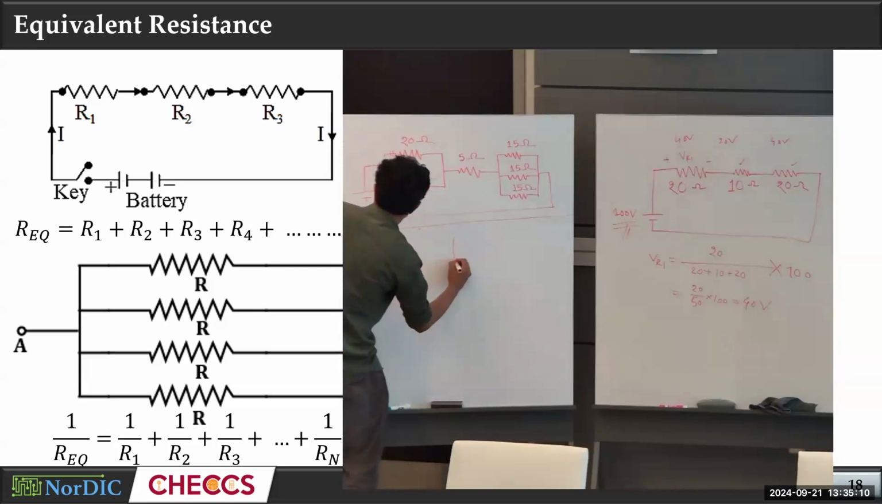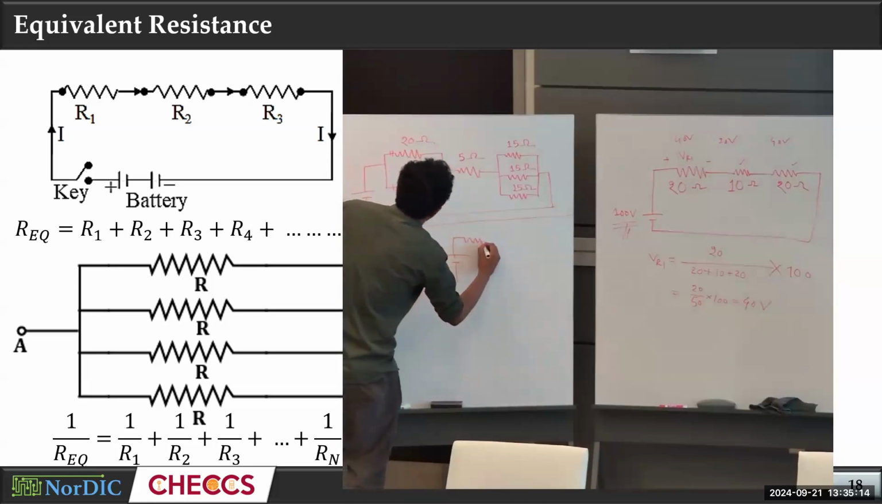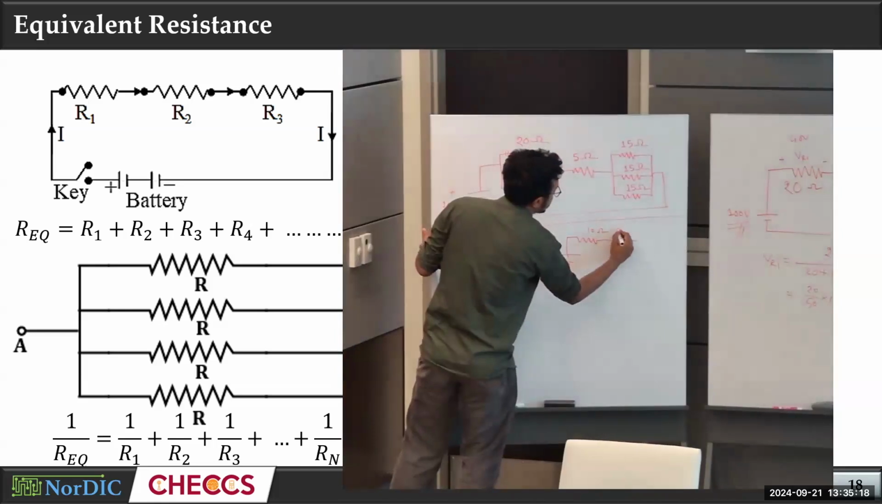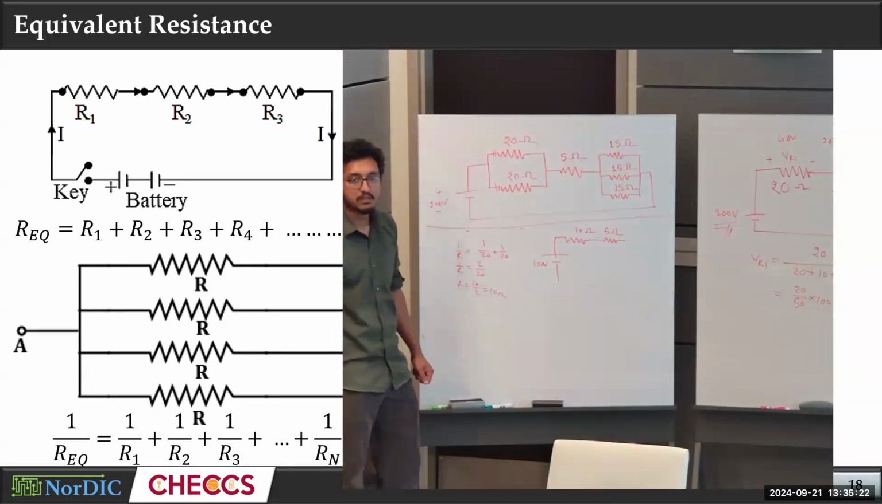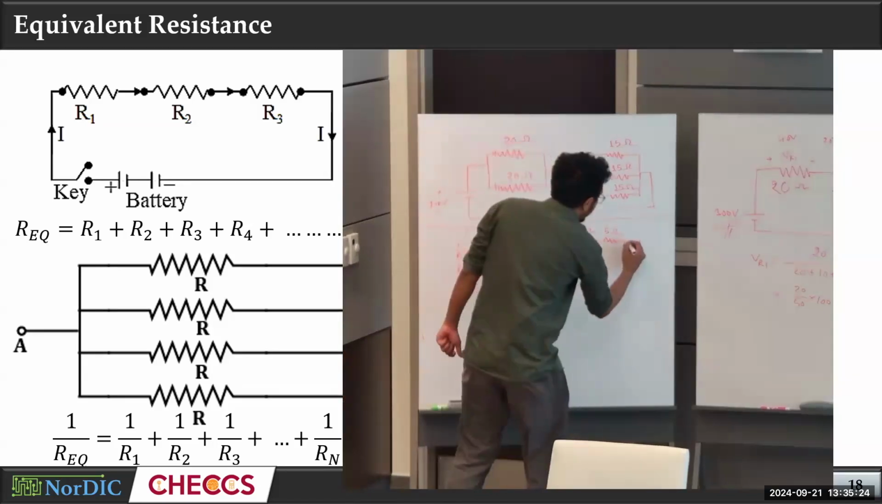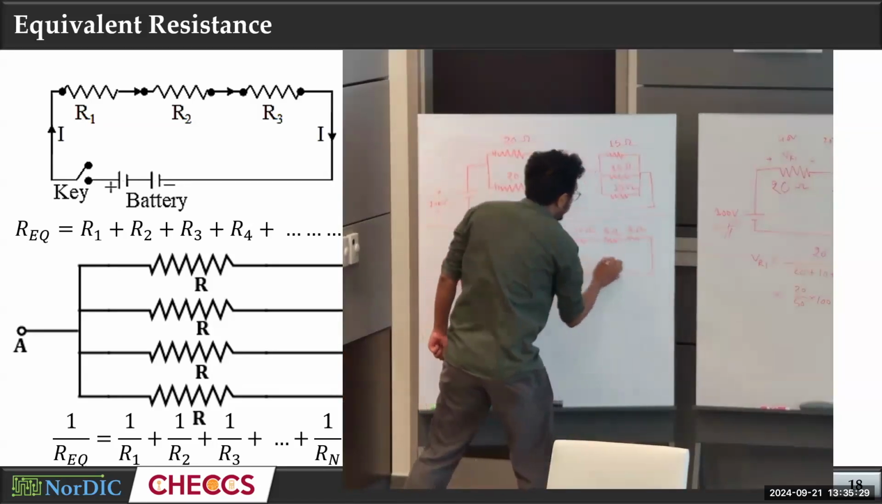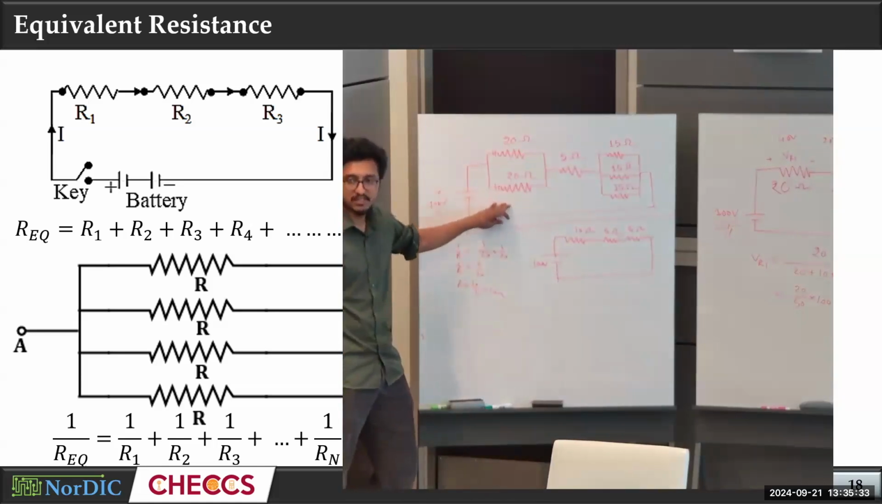So there will be 100 volt. There will be 10 ohms. Then there will be 5 ohms. We cannot reduce it anymore. Then 15, 15, 15. What will be the equivalent resistance? 5. 15 by 3, which is really easy. 5 ohms. Then we have this smaller circuit, right? Which basically represents this circuit.